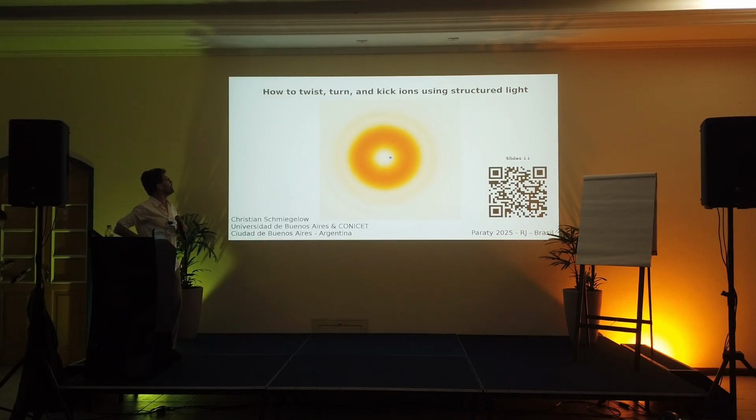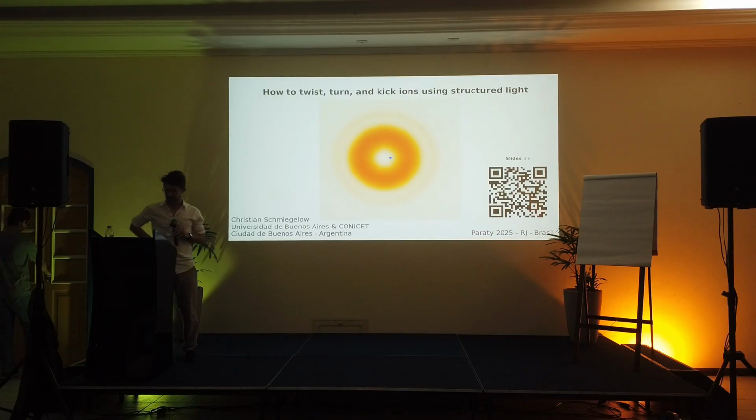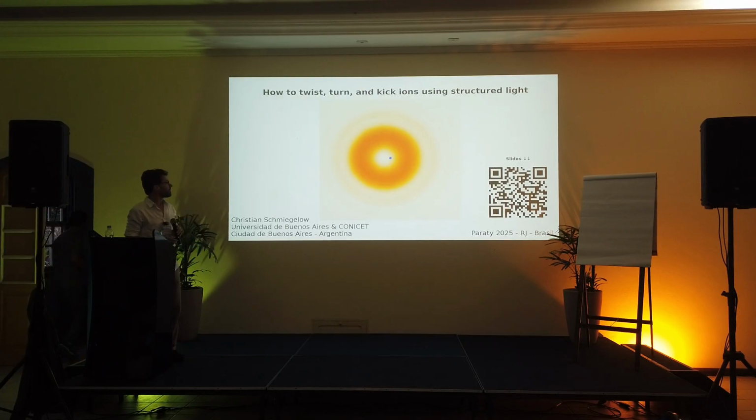So we will continue to learn how to twist, turn, and kick ions with structured light. Today we're going to get a little bit more into the detail of how structured light, as we learned yesterday, can interact with single atomic particles.